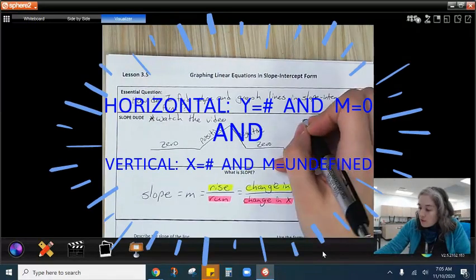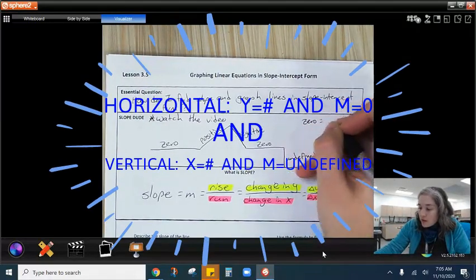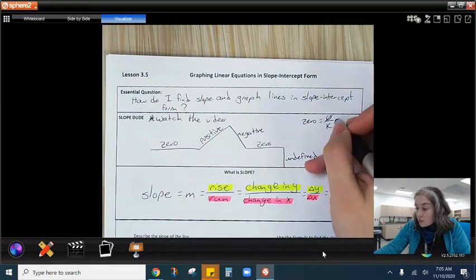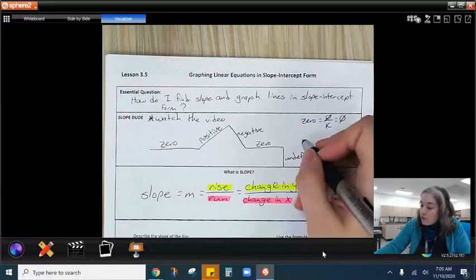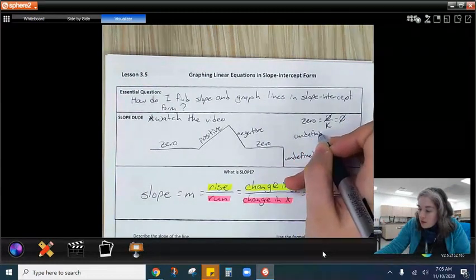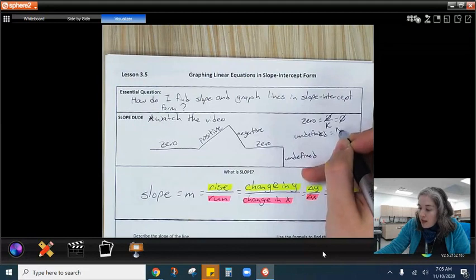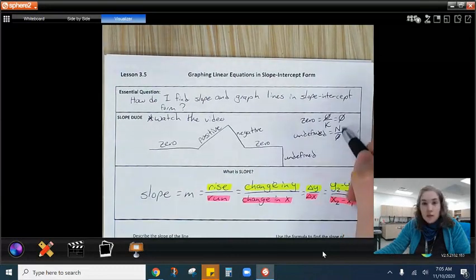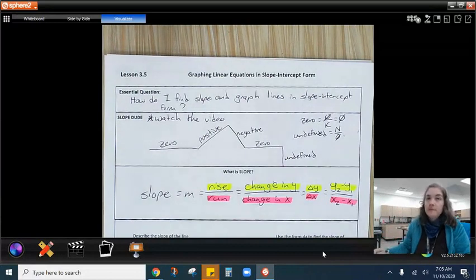So let me give you an example of a zero slope, just so that you know what we're talking about. If you have a 0 over anything, that is okay. That equals 0. For undefined, that would be any number over 0. We cannot have that, all right? So undefined is a no, and 0 is okay, if that helps your brain.